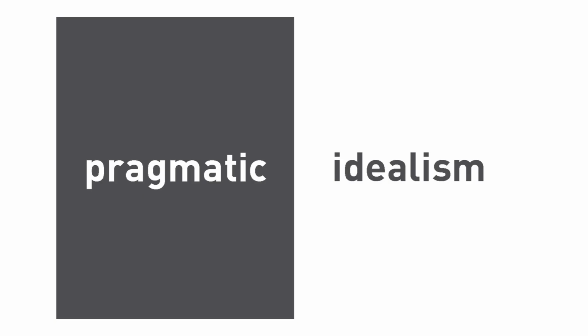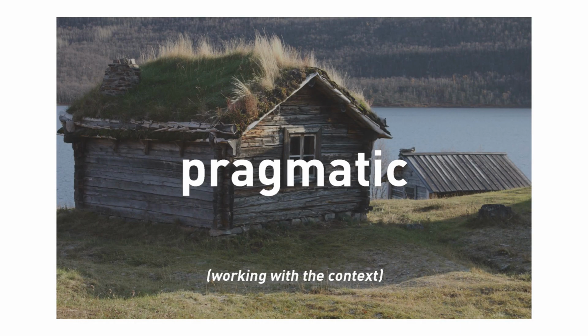So before I talk about some of our projects, there are a couple of things I want to talk about. Firstly, the difference between a pragmatic approach and an idealistic approach. A pragmatic architect would work with the context. They would build simple vernacular forms, use natural materials. That might seem like a really good thing in most contexts.